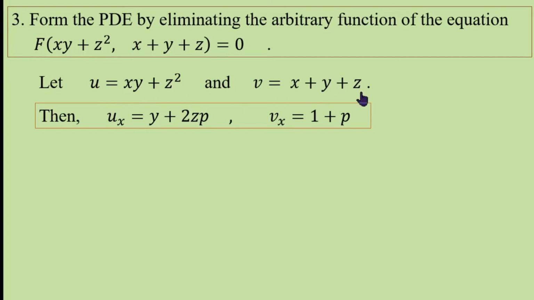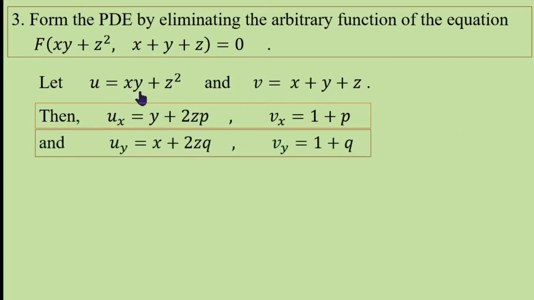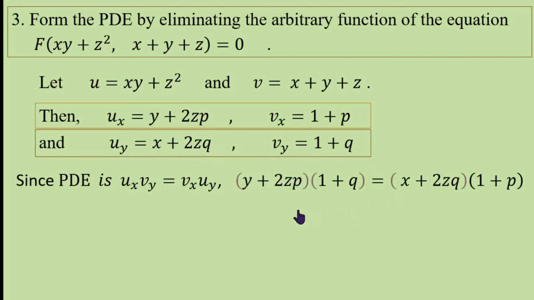And similarly, when you differentiate partially with respect to y, the derivative of y is 1 into x plus 2z into dou z by dou y, that is q, and hence uy is x plus 2zq. Here vy is 0 plus 1 plus dou z by dou y, that is q. Now the required PD is ux vy equal to vx uy, and hence y plus 2zp into 1 plus q equal to x plus 2zq into 1 plus p.